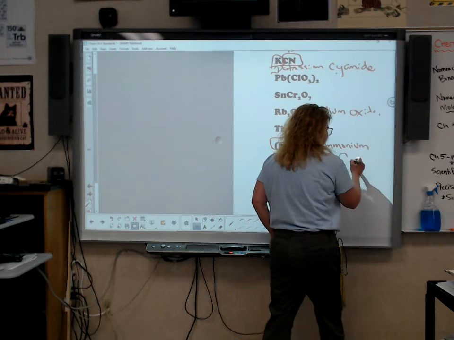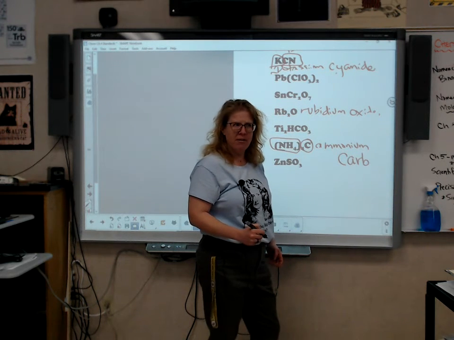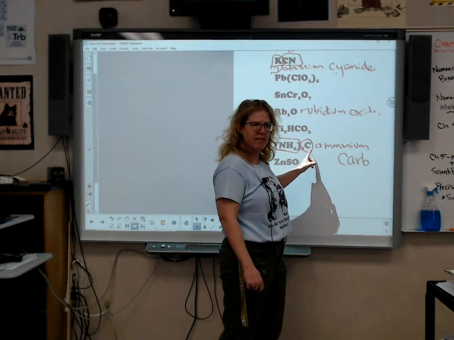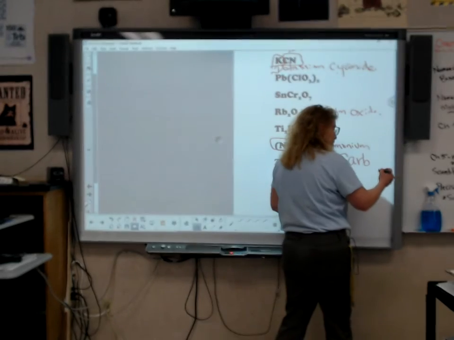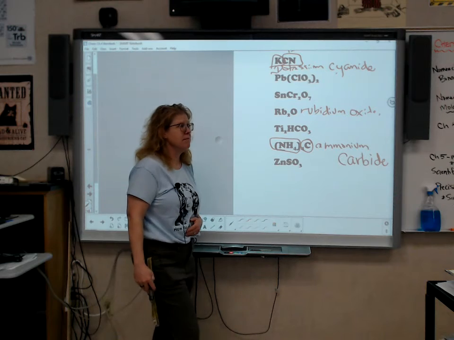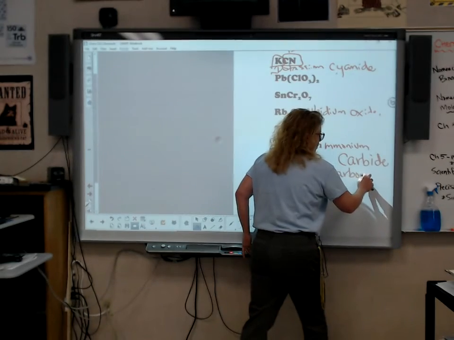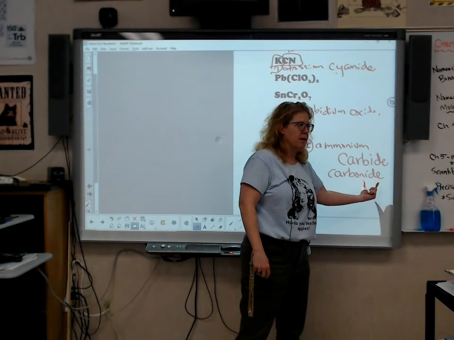It's carbon, right? But it's by itself. So if you've got the second thing by itself, how do you change the ending? You change it to IDE. So the technical name is carbide, IDE. It's not carbonate. If you wrote it this way, carbonide, I'm not going to mark it wrong. You got the idea.